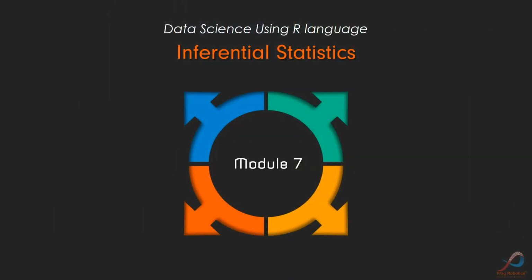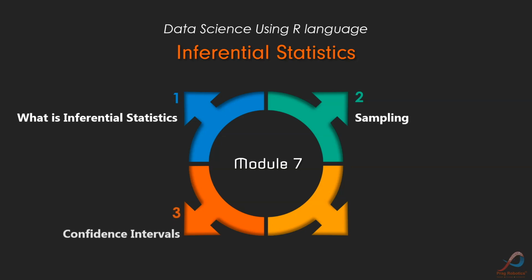Now, once we summarize the data, it's time for inference. This brings us to inferential statistics. We will try to understand what is sampling, then we will work on confidence intervals and hypothesis testing.